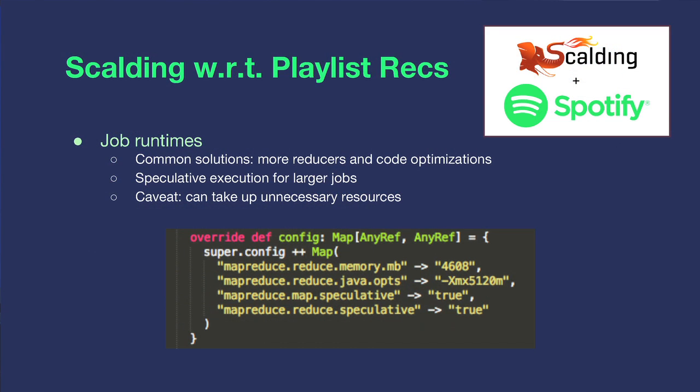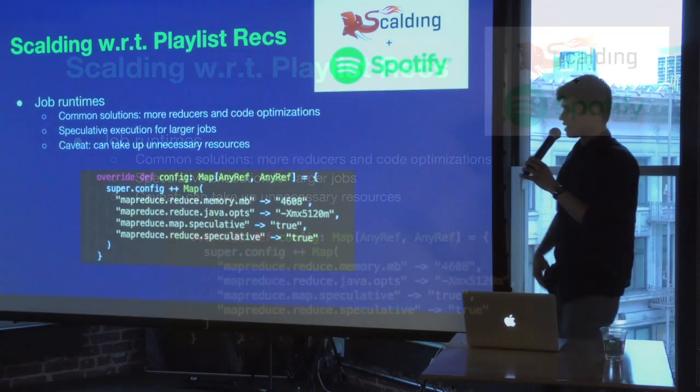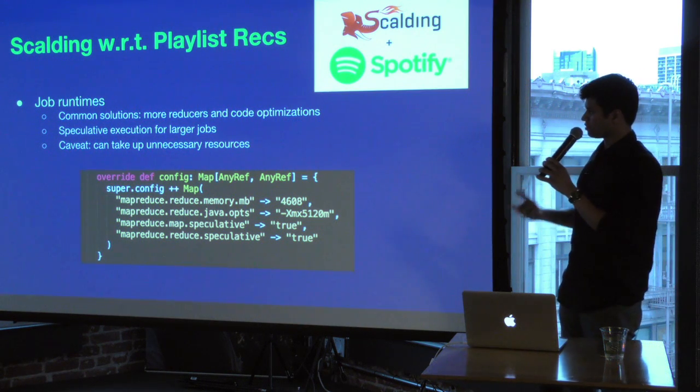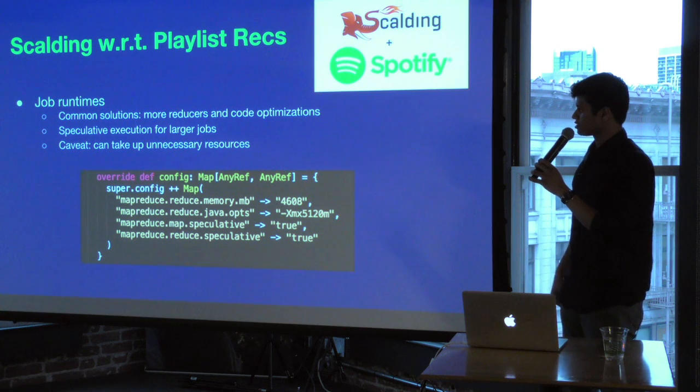And job runtimes are also something that everyone deals with. In the Hadoop world, they're trying to get their jobs to run faster and make sure that things finish faster. The common solutions that we've always used were increasing the number of reducers or adding code optimizations. But you can only do that so far. At some point, you have to realize that there are other solutions as well.